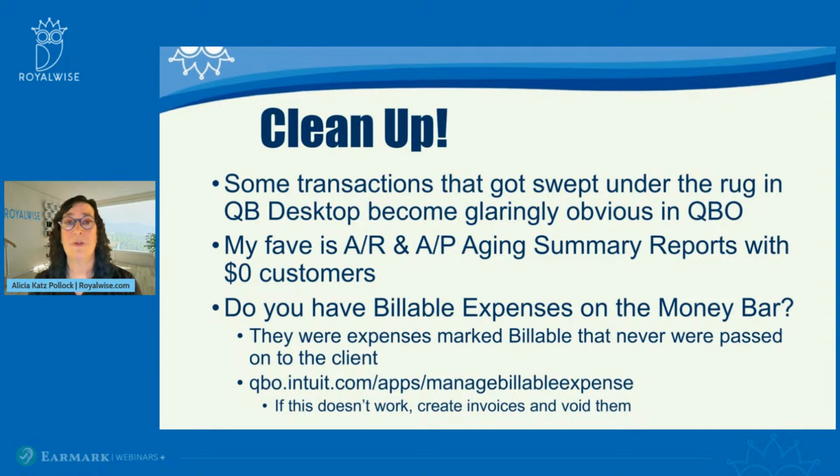A couple examples, like I mentioned, the AR and AP summary reports for the customers and vendors who have $0 balances. You just need to go and run another payment and tie them all up to make them disappear. Billable expenses, though, can be a really big deal. In QuickBooks Desktop, every expense has a billable check mark, and that billable check mark is supposed to be if you are passing that expense on to a customer's next invoice for reimbursement. But some business owners are just like, yeah, I'm being billed for this.